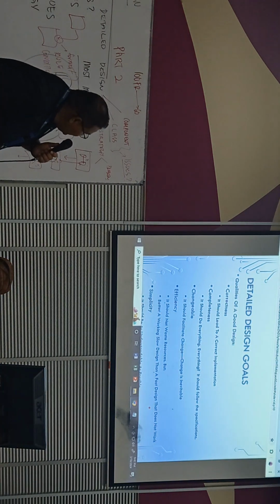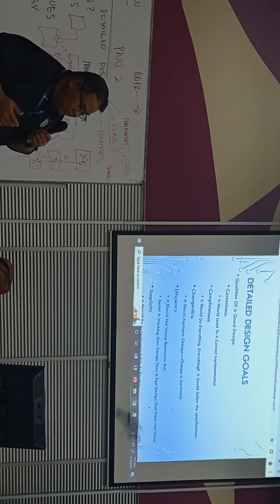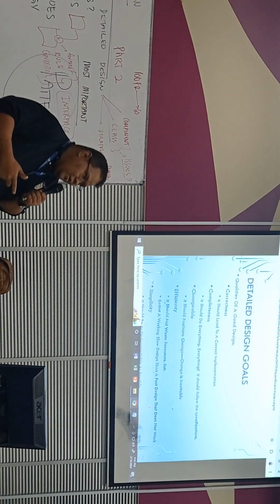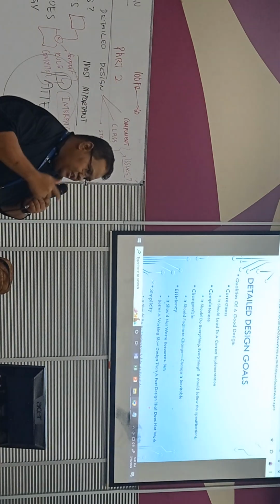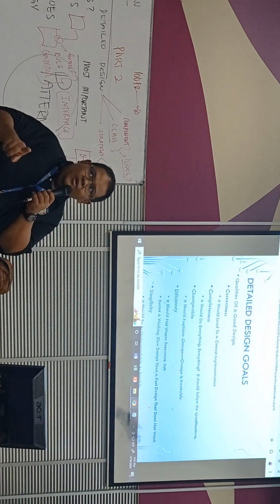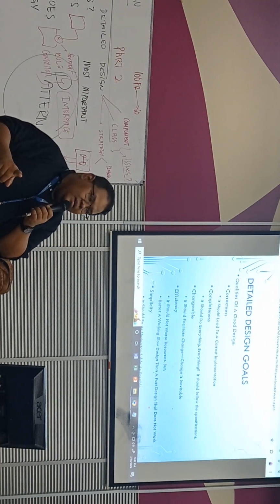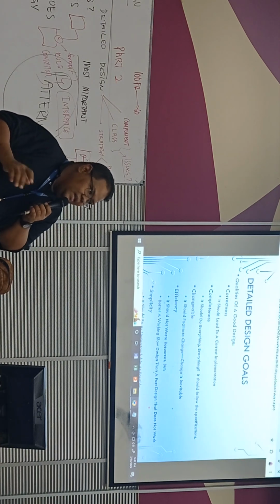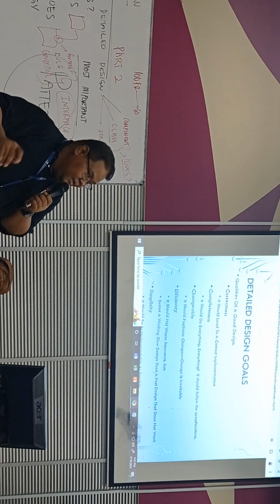Okay. Next, completeness. It should do everything. How do you want to measure completeness? How do you know that your components are complete? As long as you can map all the functionality requirements from the SRS to the components that you develop in the design, then completeness is considered done. Right?